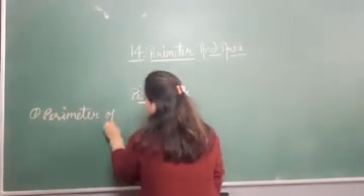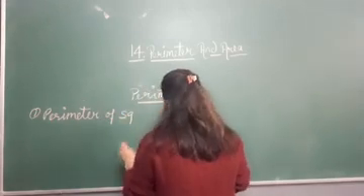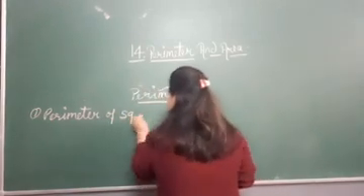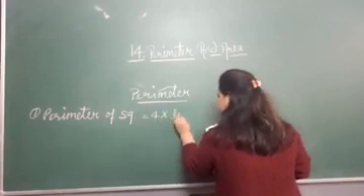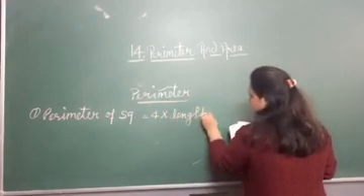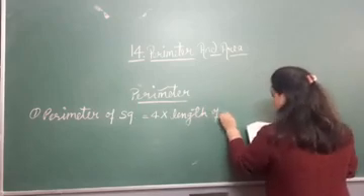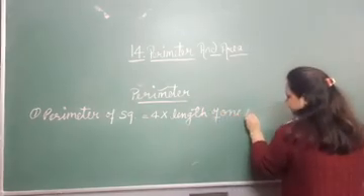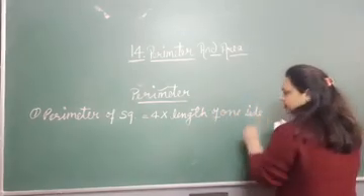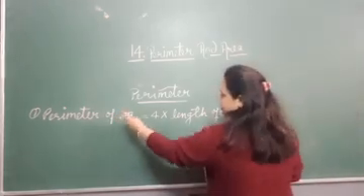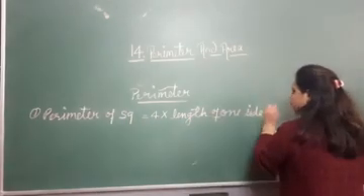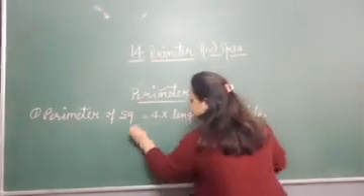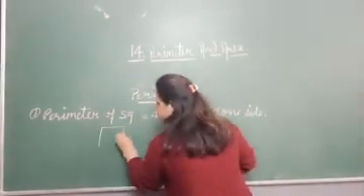Perimeter of square is equal to 4 into length of one side. Clear to all of you? Perimeter of square is equal to 4 into length of one side. This is your square.